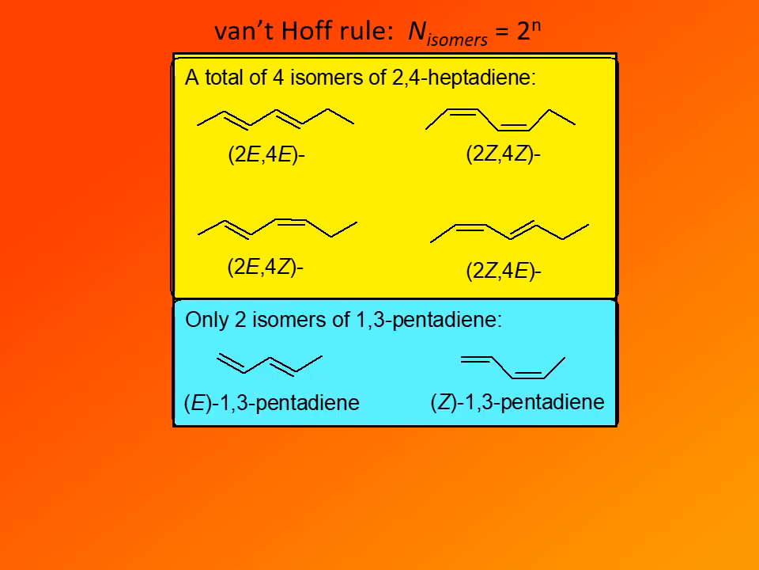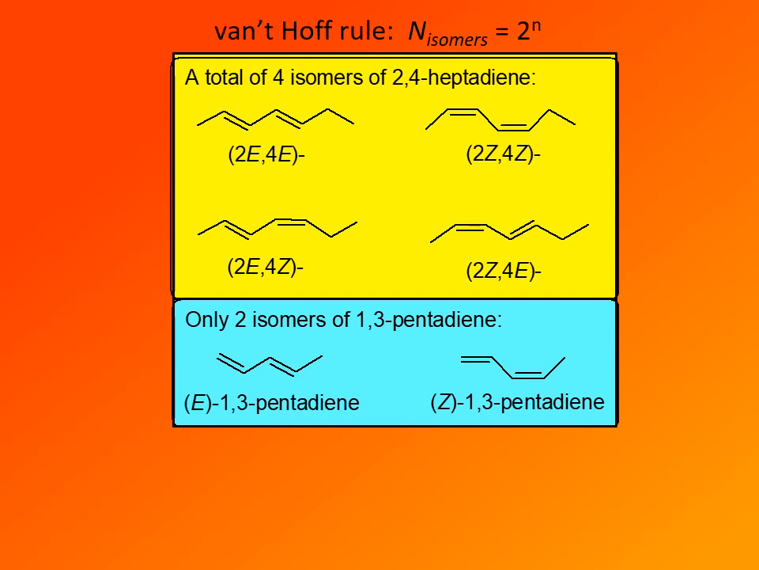It is possible to have only two isomers even though there are two double bonds present in a molecule, and that's if one double bond does not exhibit isomerism. So here we have an example of 1,3-pentadiene. Only double bond 3 exhibits isomerism. Double bond 1 has symmetry. On carbon 1 there are two hydrogens, two identical substituents. So double bond 1 does not exhibit isomerism.